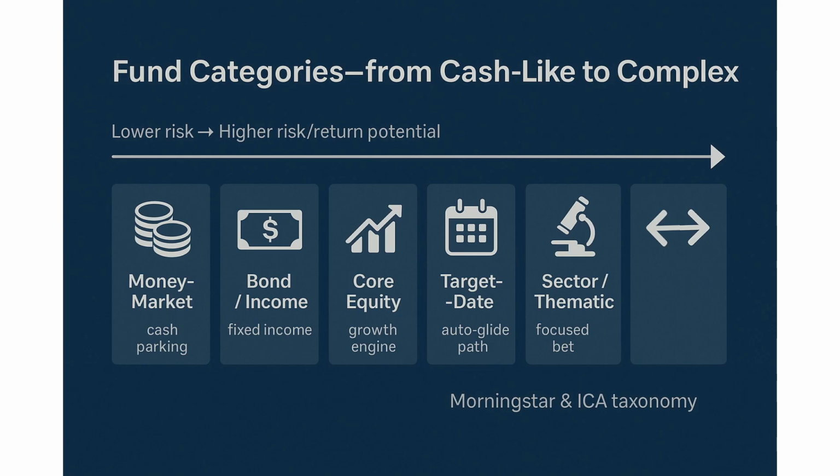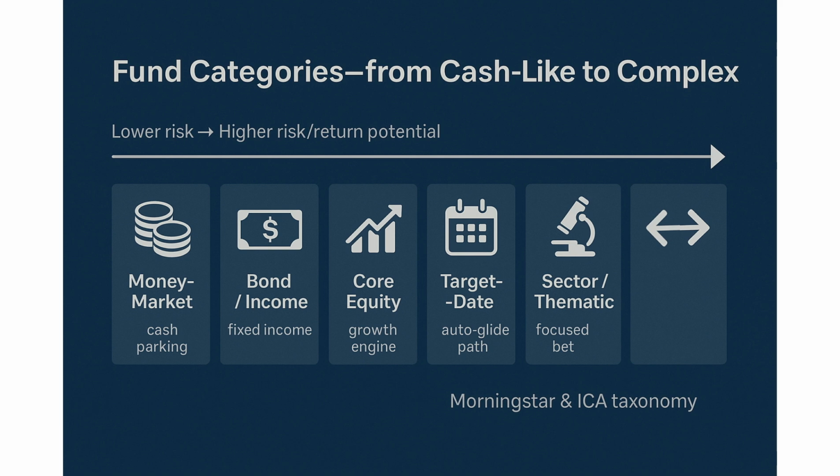So there are different fund categories. The first one is money market funds. It's ultra-short treasury bills, repos, and commercial paper. They target a stable $1 share price under Rule 2a-7. Great for parking cash or corporate treasuries, not for beating inflation.